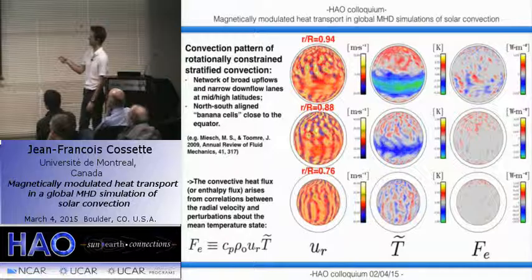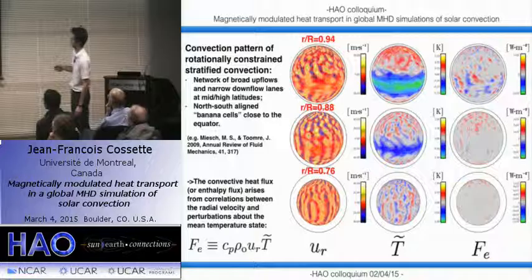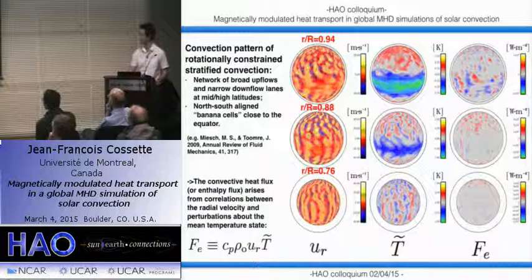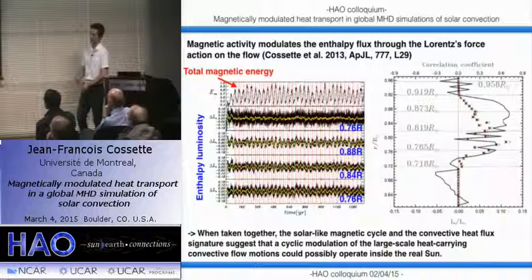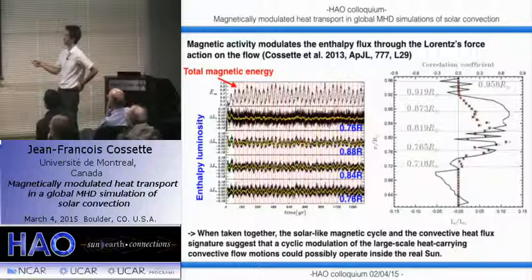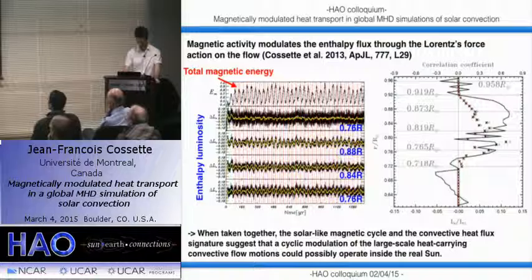Two important features of this type of convection are the network of broad outflows and narrow downflow lanes located at mid-high latitudes, and the north-south aligned banana cells, which are a bit difficult to see here, closer to the equator. And so I'm going to look at how changing those two changes the enthalpy flux. When you take the convective luminosity on different shells, you find that the convective heat luminosity varies in phase with the total magnetic energy of the simulation. And it's been published in the APJ Letters.